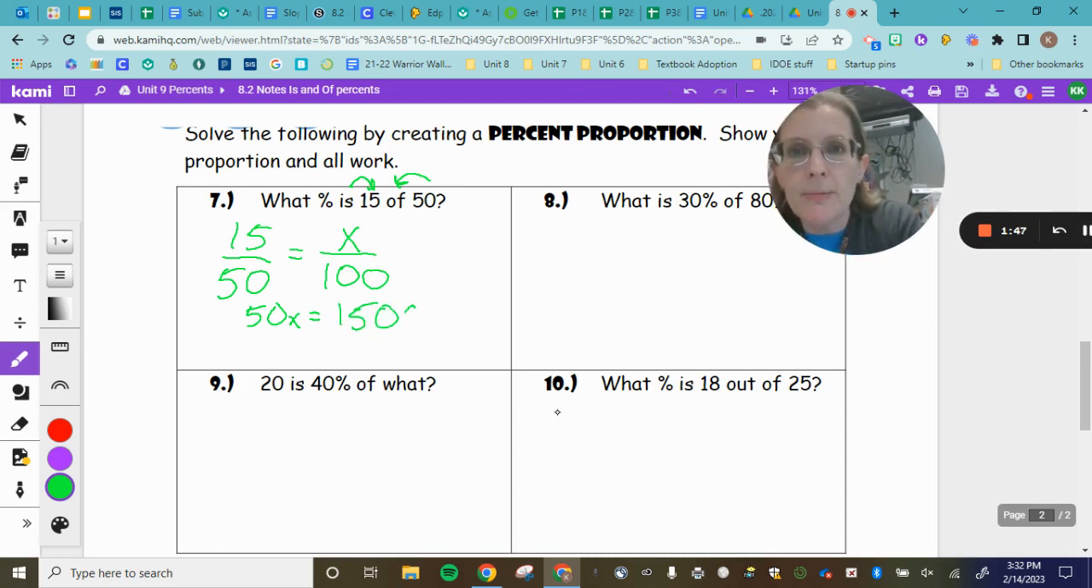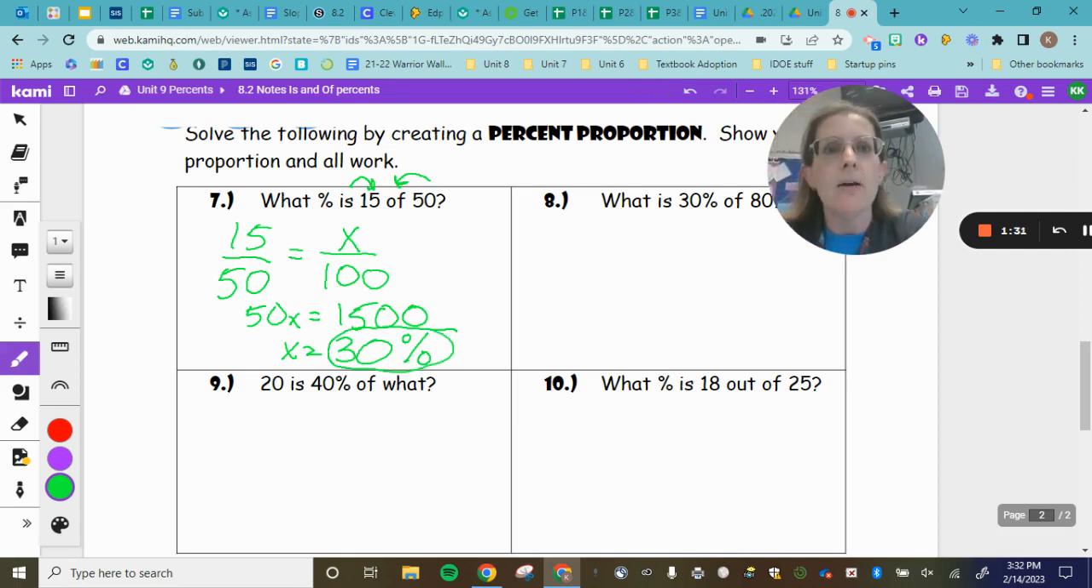I'm trying to save time on your videos to make them shorter by doing all my calculations ahead of time. Then I divide both sides by 50 to get x equals 30, and it was a percent, so I need my percent symbol. So number 7 is 30%. Now 8 is like the ones on the front, so try number 8, and we're going to do number 9 together right now. So question number 9, I start with my percent frame.